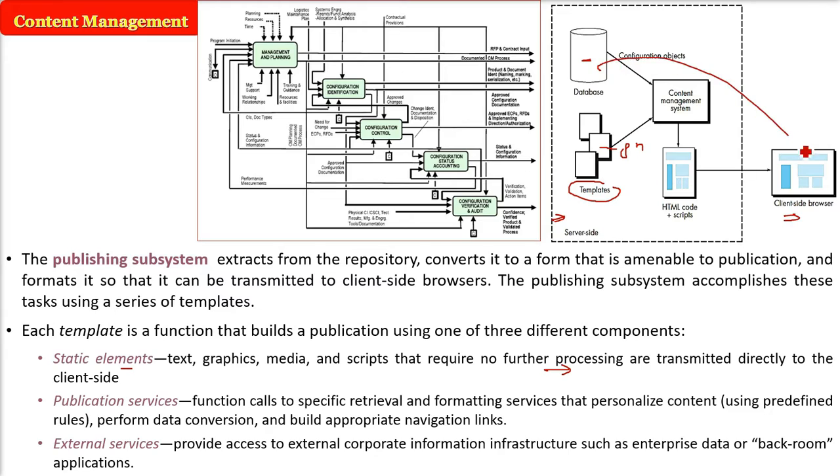Then we have the publication services. These are functions where we need to call specific retrieval and formatting services for certain personalized content, that is, performing data conversion and building the appropriate navigation links. This is for the publication services. Now we have something extra, which is external services. These provide access to external corporate information infrastructure, such as the enterprise data or the backroom applications.